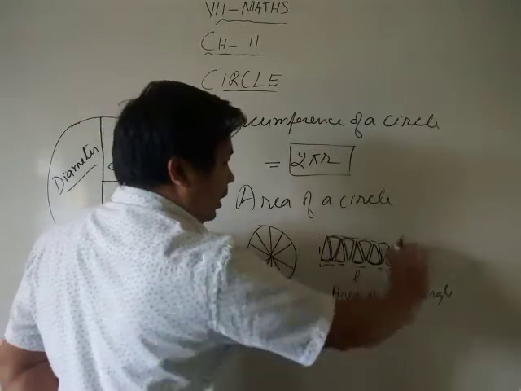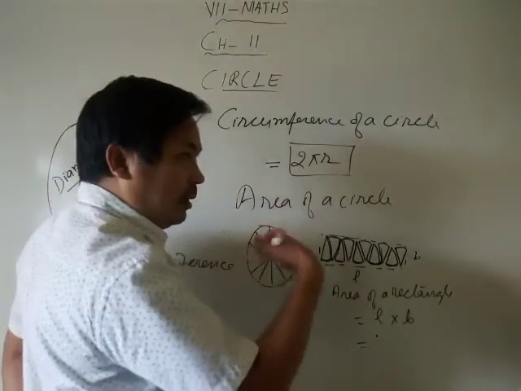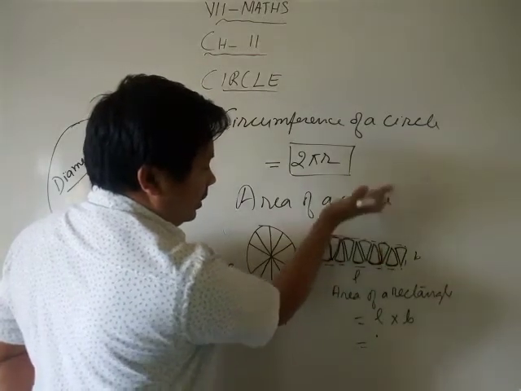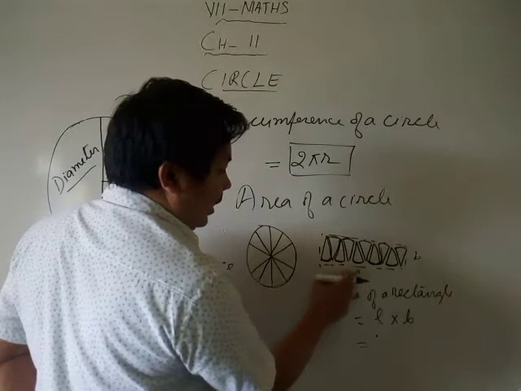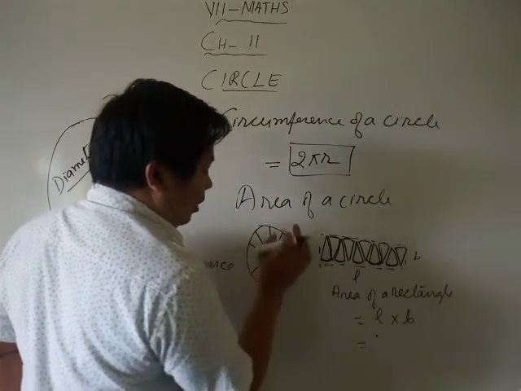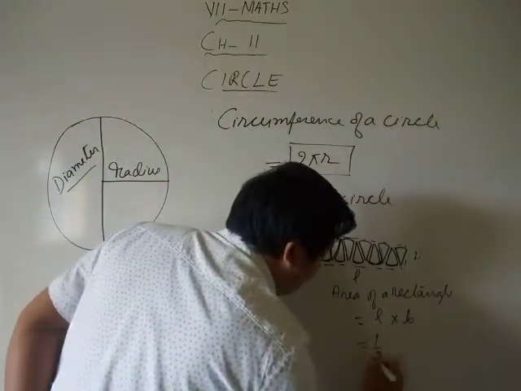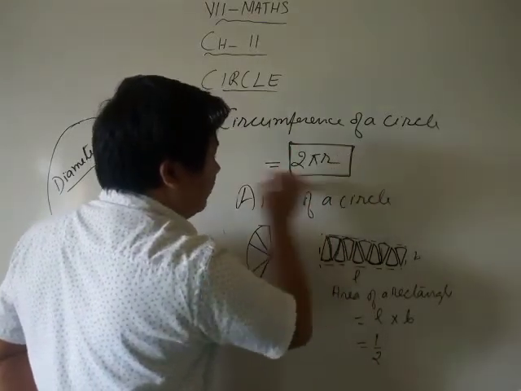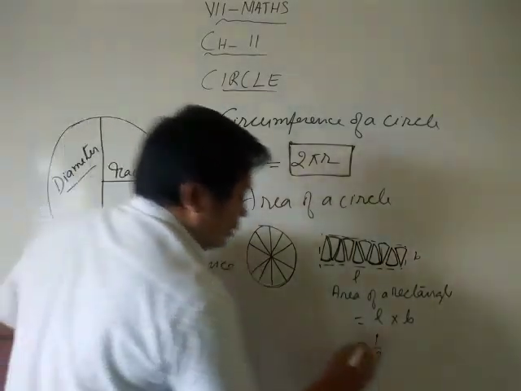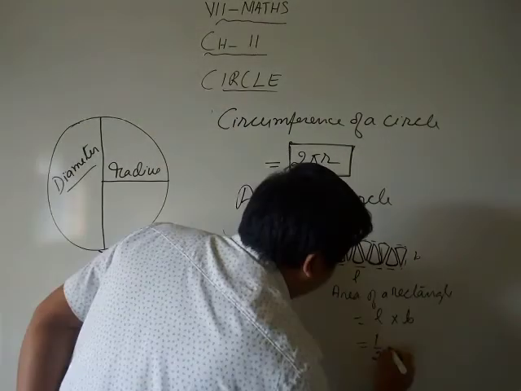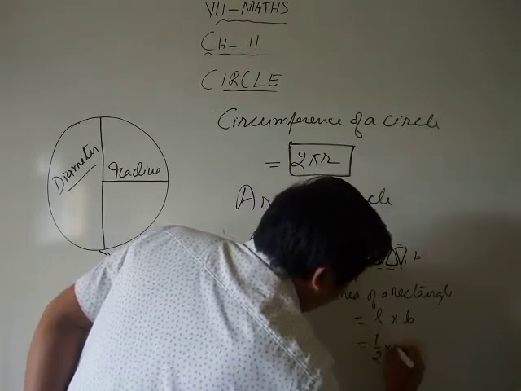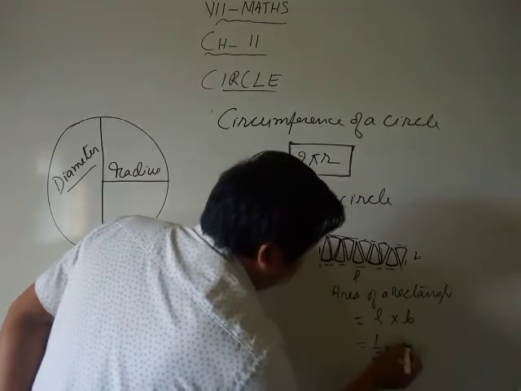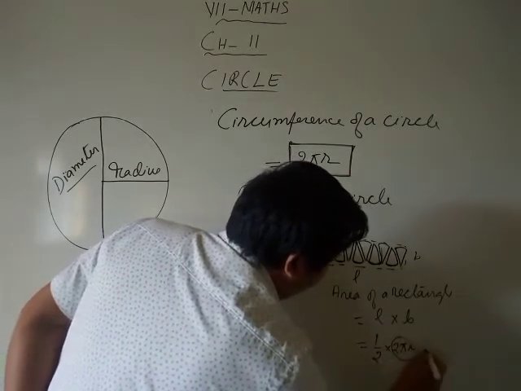When you expand it, on this side is another half of the circumference, and on this side another half of the circumference. So this length is half of the circumference. The circumference is 2 pi r. So the length is half into 2 pi r, and that into B.